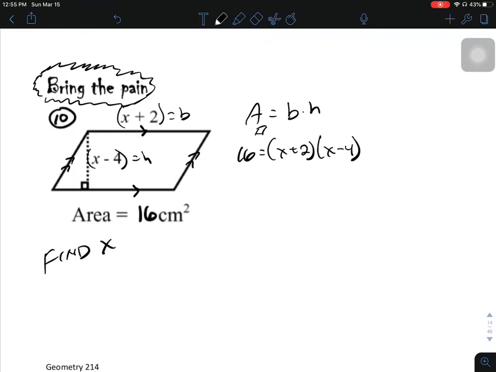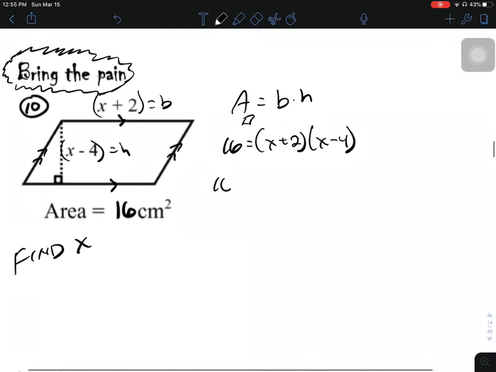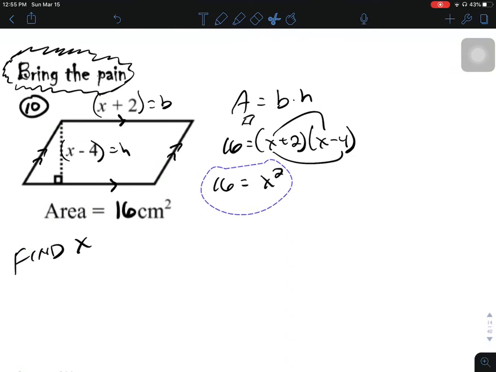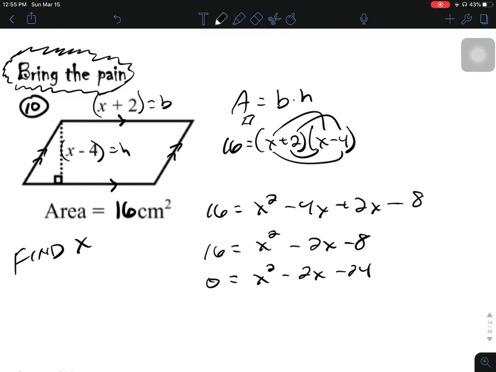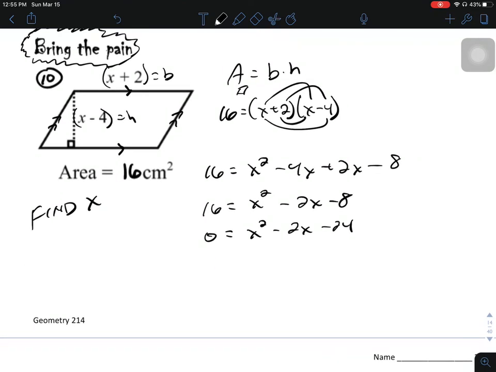To do this, we're going to have to multiply the stuff out on the right, the two binomials, then put the 16 over with it so all the terms are on one side equal to 0, and then we're going to have to factor it. So let's do that. X times x is x squared. X times a minus 4 is a minus 4x. 2 times x is a plus 2x. 2 times a minus 4 is a negative 8. So we get 16 is x squared minus 2x minus 8. If we move the 16 over to the right, we would be subtracting it from both sides. We would get x squared minus 2x minus 24.